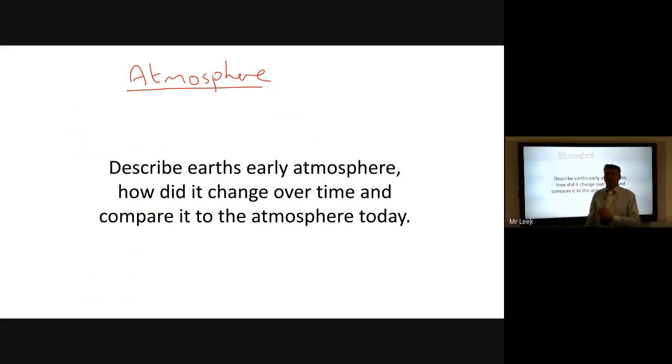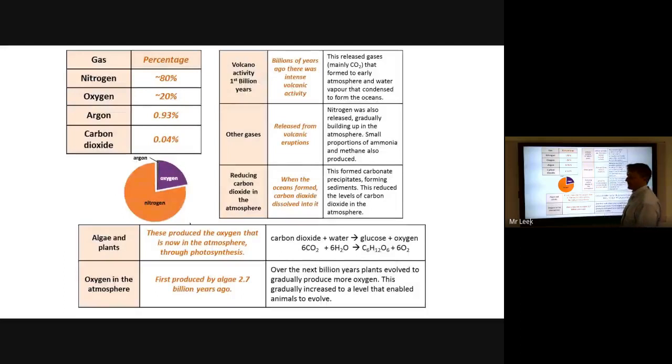Now, I'm not talking about 7 o'clock this morning. What I'm talking about is billions of years ago. The question is, what was it like 4 billion years ago, how has it changed over time, and how is it today? Because ultimately, 4 billion years ago, we wouldn't have had a chance of surviving. We would have lasted seconds if we were there. This then goes through all the different bits of information that you require.